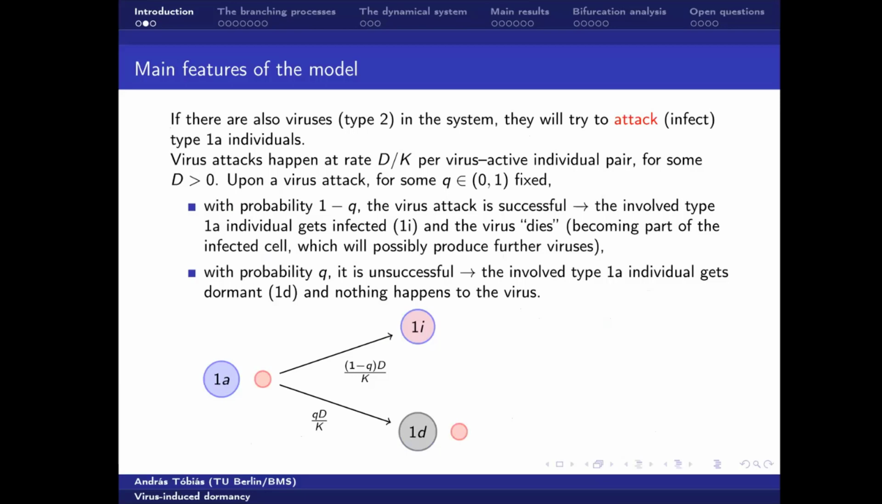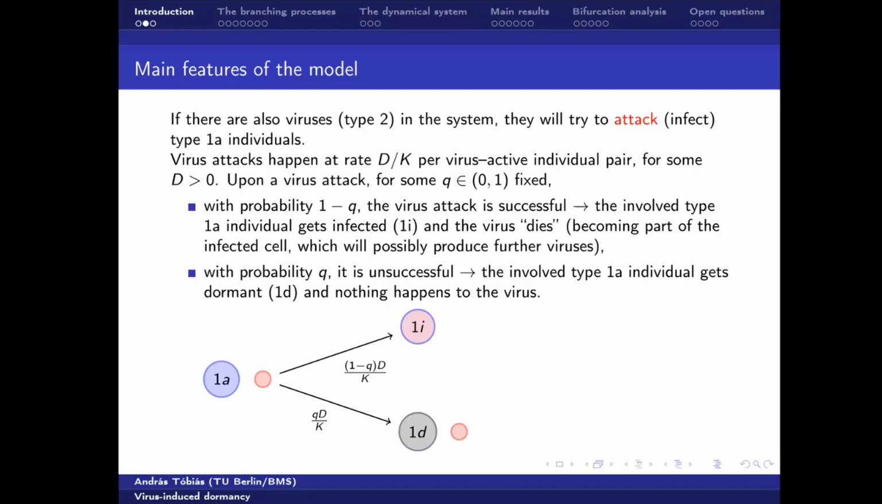And then what happens if there are viruses in the system? They will try to attack the active individuals. For some parameter d greater than 0, we have virus attacks at rate d divided by K, where K is again the carrying capacity. This is d divided by K for each pair of one virus and one active individual. Then with probability 1 minus q, where q is some number between 0 and 1, it's a successful virus attack, which means that the active individual now gets infected and the virus, so to speak, dies. But dying means that it becomes part of the infected cell. And at some point, there will be potential for lytic virus reproduction.